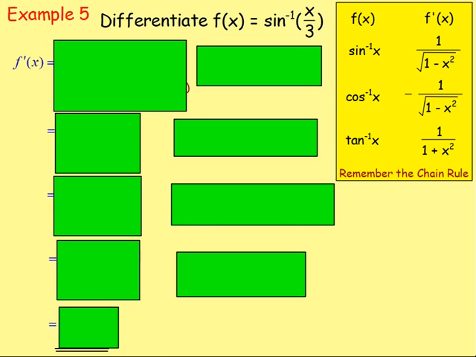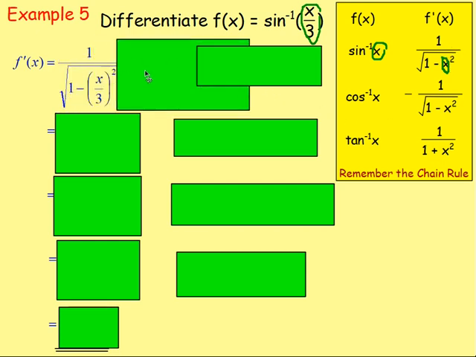Example 5, differentiate f of x equals sine to the minus 1 of x over 3. So for this one, again, we're thinking it's an inverse trig function. I've got sine to the minus 1 of x, and if I differentiate that, I get 1 over the square root of 1 minus x squared. However, you can see that instead of an x, we've got x over 3. So in here, you would replace the x with x over 3.